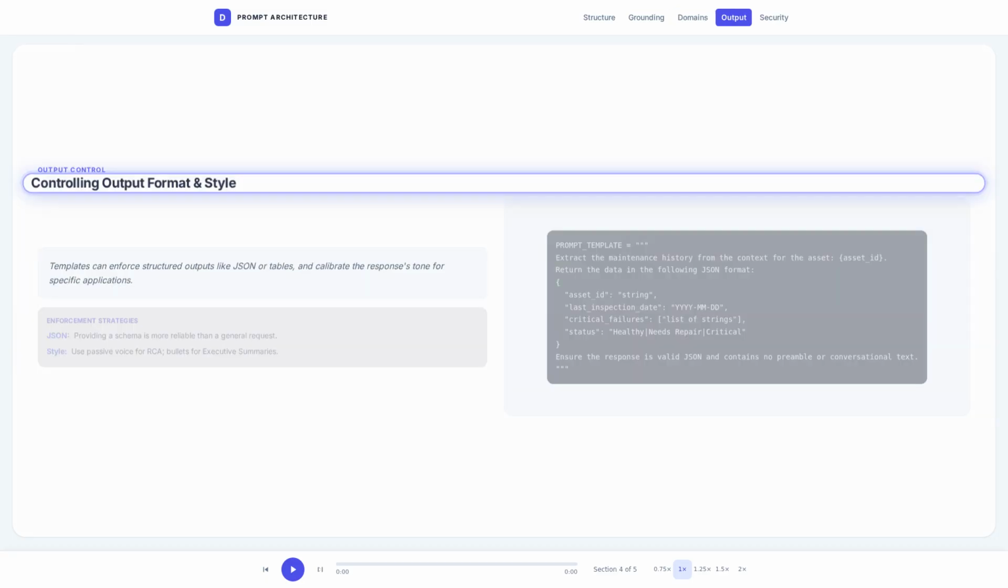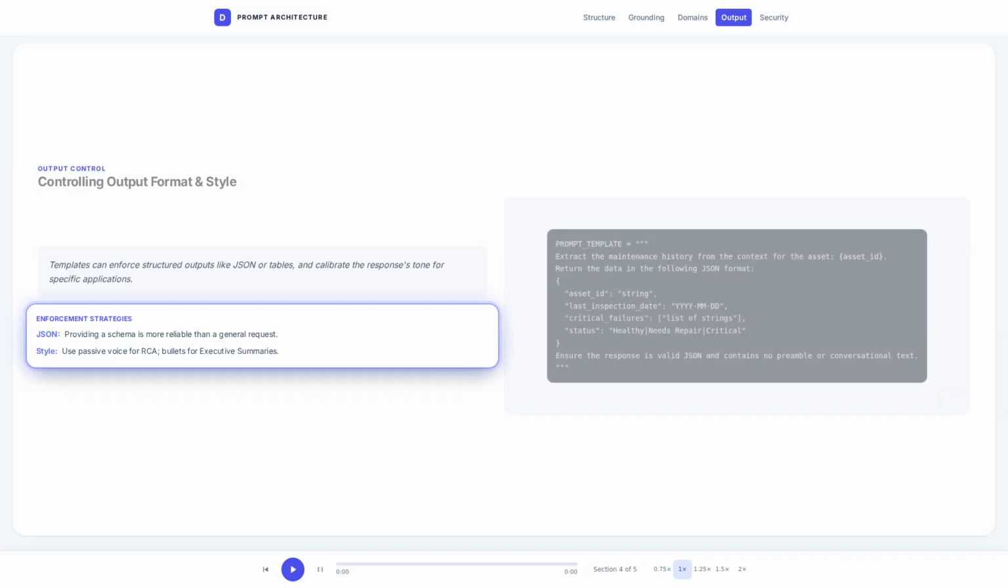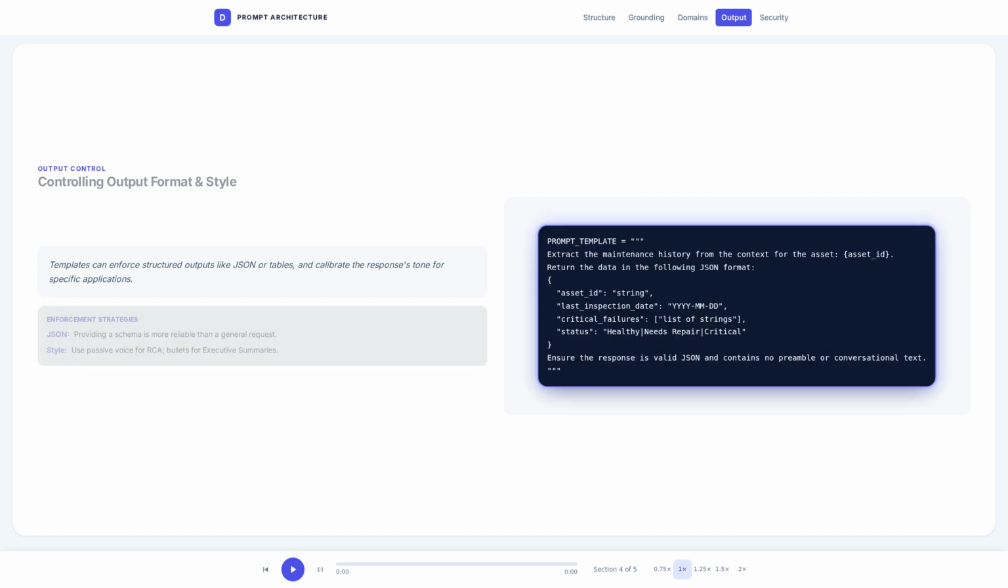And here's the thing: prompt templates do more. They control output structure, also format, and even style. You can enforce specific structures, like JSON or tables. Just put the schema in the prompt. It's way more reliable than just asking for JSON. This Python code block shows it. It extracts maintenance history and puts it in a precise JSON format, ensuring valid JSON, no preamble, no conversational text. This is super useful for downstream systems. You can integrate LLM outputs.